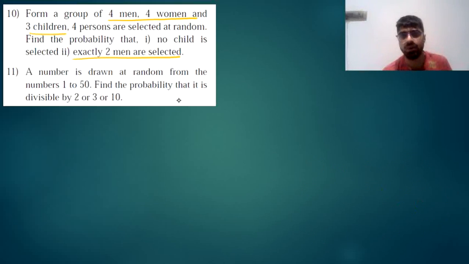Okay, so this time we have a total of 3 possibilities. Probability of the number being divisible by 2. From 1 to 50 we have 25 odd and 25 even numbers, so this will be 25 upon 50. I know we can write it as 1 by 2, but let's not do it now.